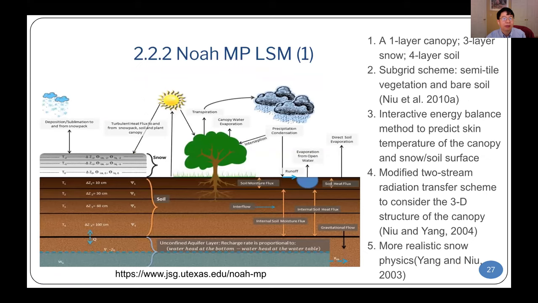Then Noah MP. The Noah MP is slightly different from the Noah. It has a single layer canopy, four layer soil, and also a three layer snow. The subgrid scale uses semi-tile vegetation and bare soil. An energy balance method is used to predict the skin temperature of the canopy and the snow soil surface. A modified two stream radiation transfer scheme is adopted to mimic the three dimensional structure of the canopy. It has more realistic snow physics.